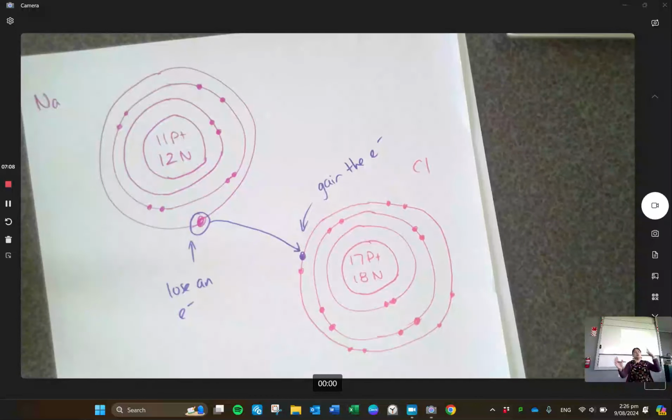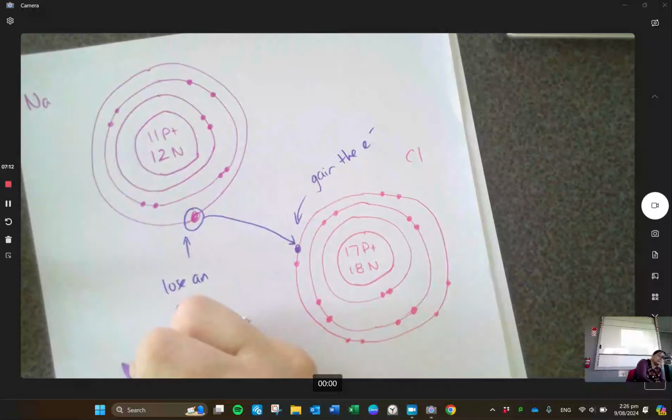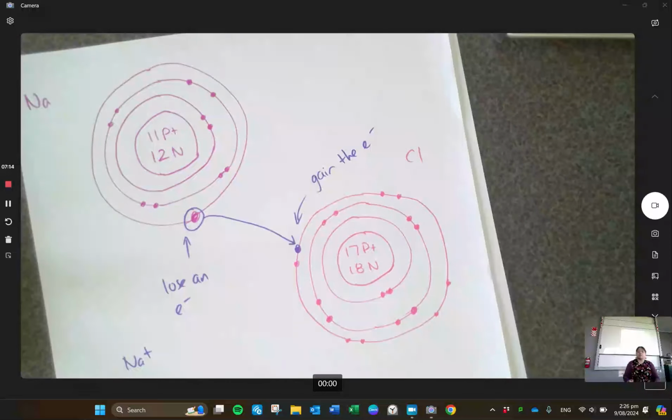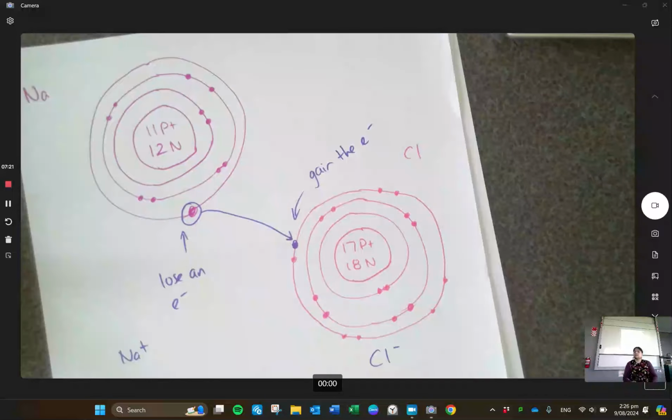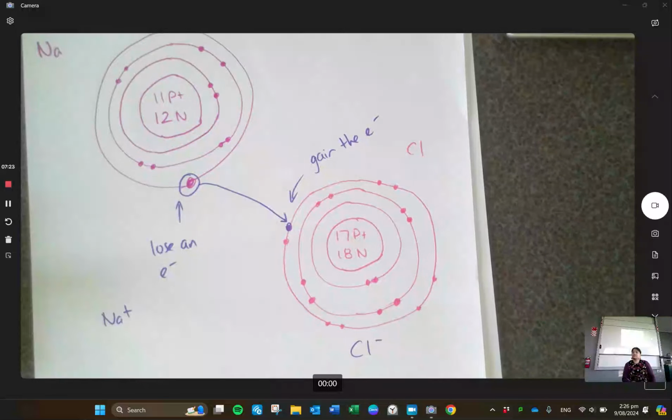When that happens, we know that there's an unbalance with the charge, and so sodium now becomes Na+, the sodium ion, and chlorine becomes chloride, slight name change, Cl-. Are we good so far with that?